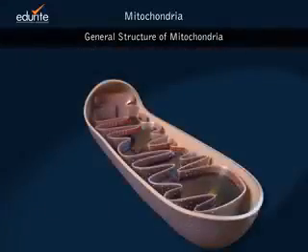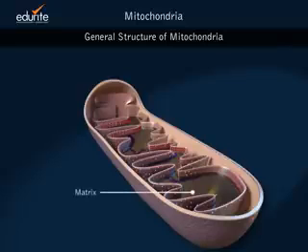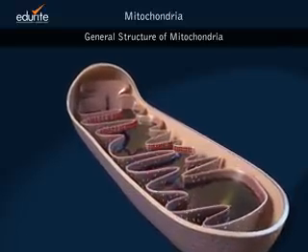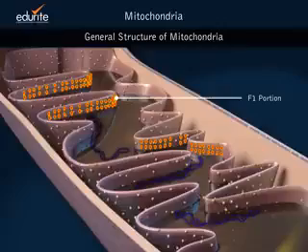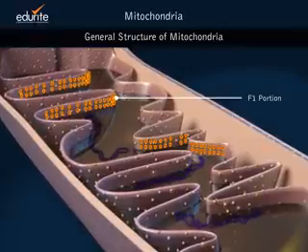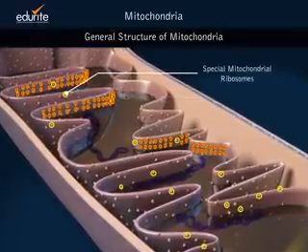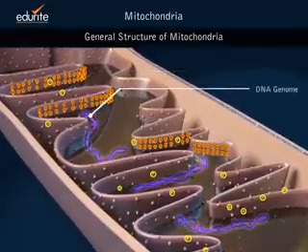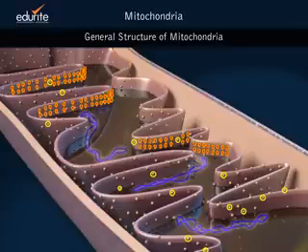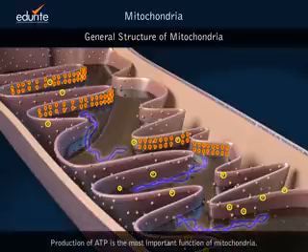The space enclosed by the inner membrane is known as the matrix. The matrix contains a highly concentrated mixture of hundreds of enzymes required for TCA cycle, F1 portion of ATP synthase enzyme, special mitochondrial ribosome, and several copies of the mitochondrial DNA genome. The enzymes in the matrix and the ATP synthase complex help in producing ATP. Production of ATP is the most important function of mitochondria.